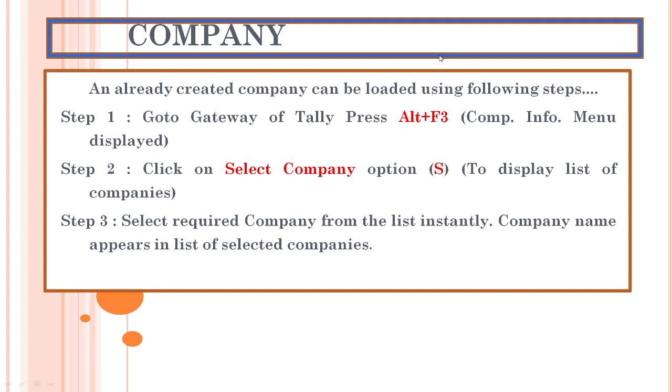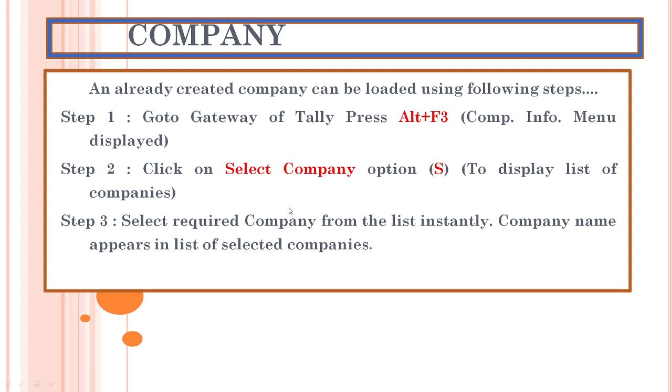In this, you have already created a company. In company info, you have the create company option. In a previous class, we discussed that theoretically as well as practically. Here we are discussing how to select a company. You already created a company. To select that company, what are the steps?